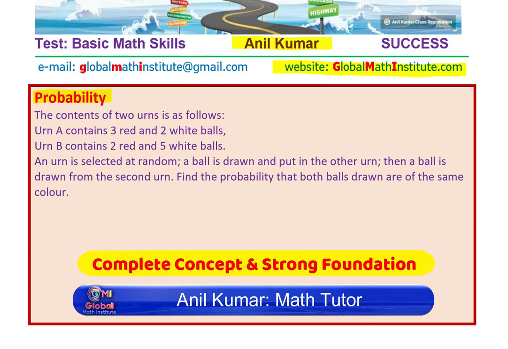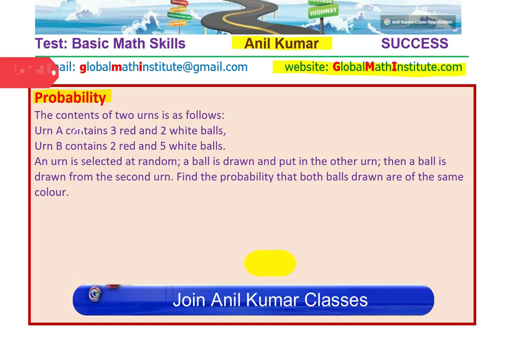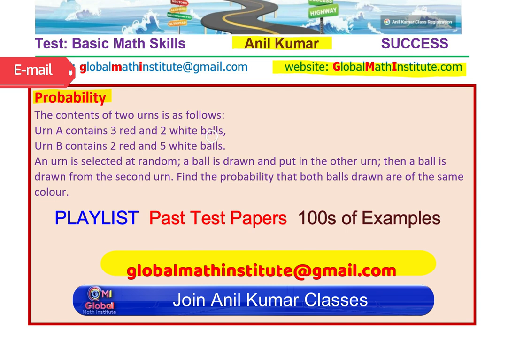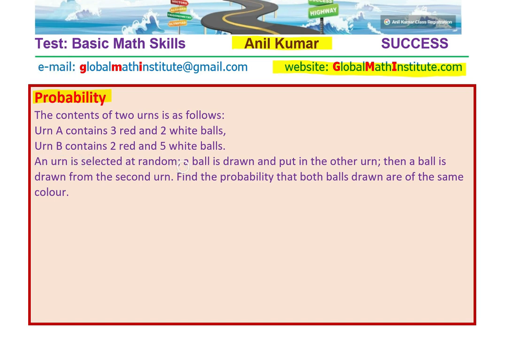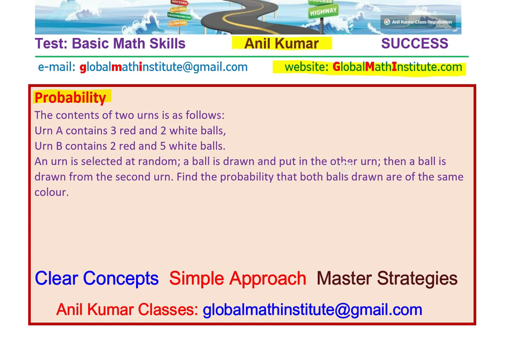The question here is: the contents of two urns is as follows. Urn A contains 3 red and 2 white balls. Urn B contains 2 red and 5 white balls. An urn is selected at random. A ball is drawn and put in another urn. Then a ball is drawn from the second urn. Find the probability that both balls drawn are of the same color. Extremely interesting question. Let us see how we solve it.